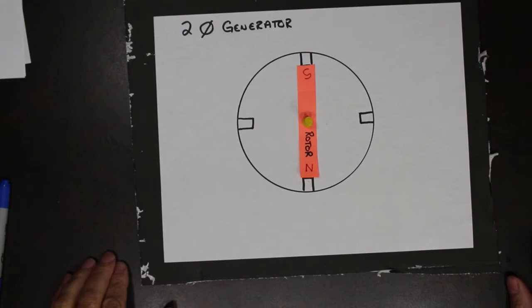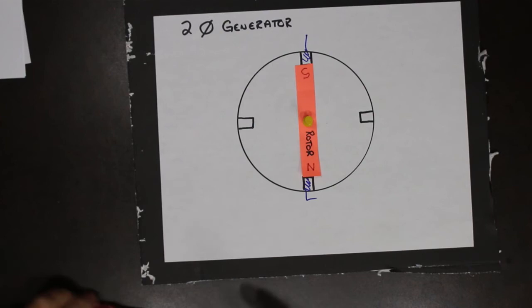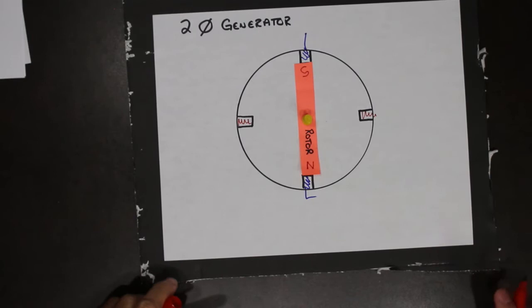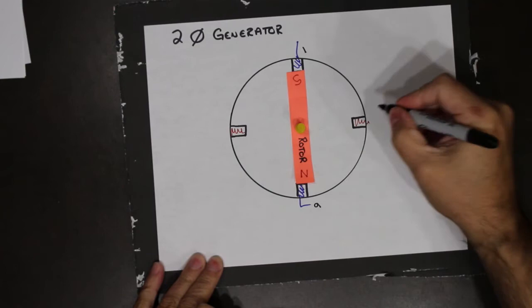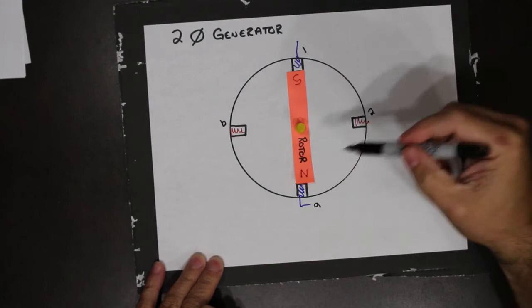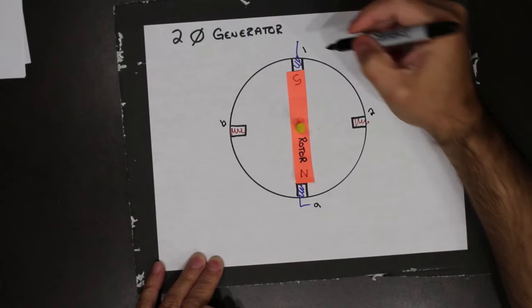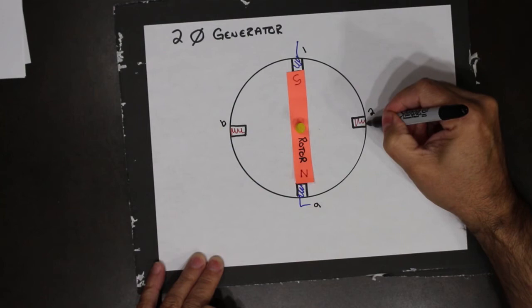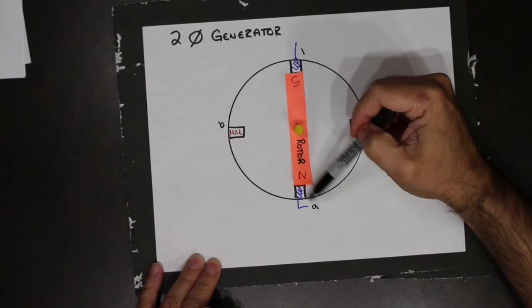Now, in a two-phase generator, we have two sets of coils. We'll make one blue, and we will make one red. Those coils are identified by the labels 1A, 2B. So the 1A is one coil. The 2B is another coil. The numbered end of the blue coil corresponds to the numbered end of the red coil. So they are the same end of two different coils. Same thing here. They are the same end of two different coils.